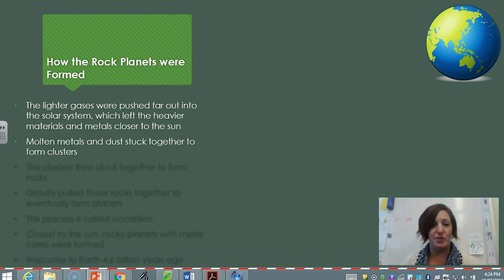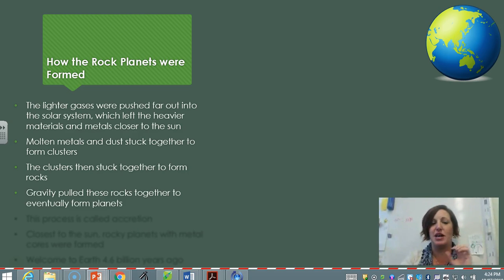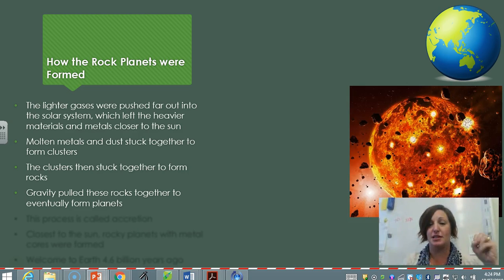The molten metals, or the metallics, and the dust stuck together to form clusters. So you have a few bits of dust and a metal molecule or atom, and they'd stick together to form little clusters of material, and eventually they were drawn together through gravity, and those clusters became little rocks, and then bigger rocks and bigger rocks. Gravity pulled them all together to eventually form planets. And this process of rocks and debris coming together is called accretion.